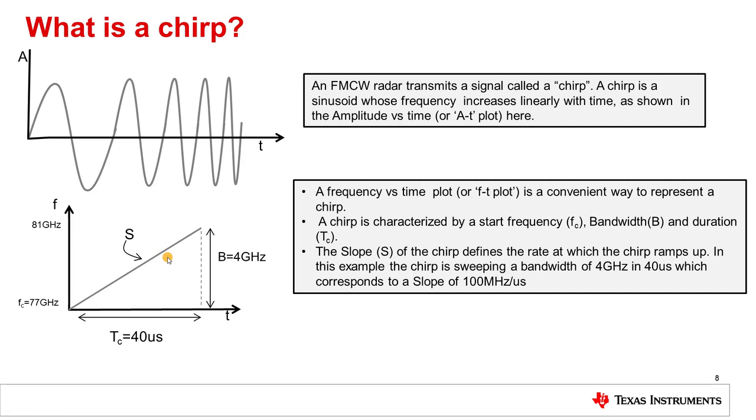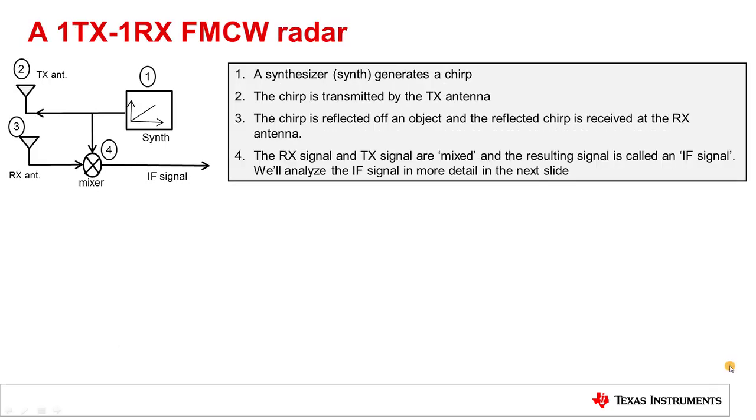The slope S of the chirp defines the rate at which the chirp ramps up. In this example, the chirp is sweeping a bandwidth of 4 GHz over a time period Tc of 40 microseconds, which corresponds to a slope of 100 MHz per microsecond. As we shall see later, the bandwidth B and the slope S are important parameters which define system performance. Now that we know what a chirp is, we are ready to understand how an FMCW radar works.